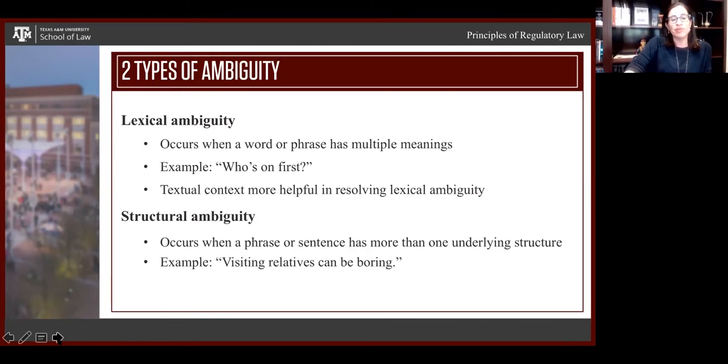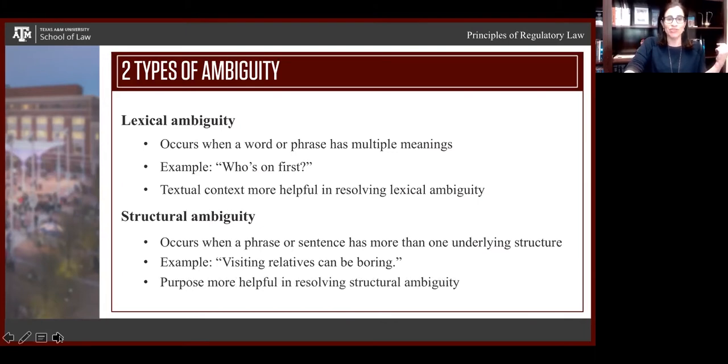So for example, the phrase "visiting relatives can be boring" could mean going to visit relatives is boring, or when relatives are visiting, that's boring. We'll look at a couple more examples to try to clarify this. And purpose is more helpful in resolving structural ambiguity compared to lexical ambiguity.